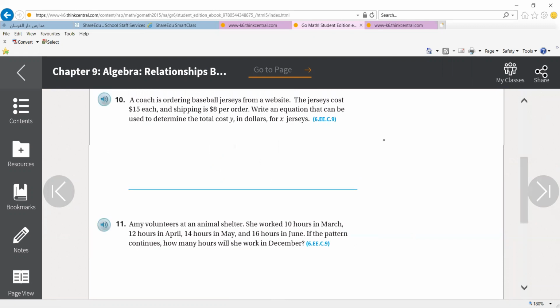Next, Ghalia, please follow the question. A coach is ordering baseball jerseys from a website. A jersey costs $15 each, and shipping is $8 per order. Write an equation that can be used to determine the total cost Y in dollars for X jerseys.